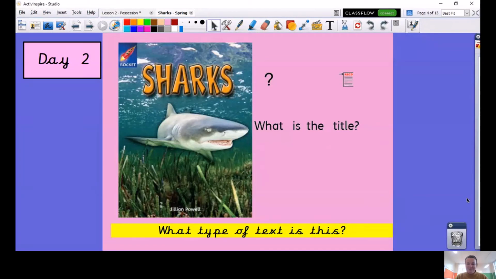So, what is the title? Well, we've done that. The title is Sharks, and we know that the author is Gillian Powell. But what sort of text is this? Is it fiction or is it non-fiction? What's the difference between fiction and non-fiction? Can you remember? It's non-fiction. Non-fiction means that it is true and in real life. So all the facts about sharks in here are accurate, or were accurate when the book was printed.